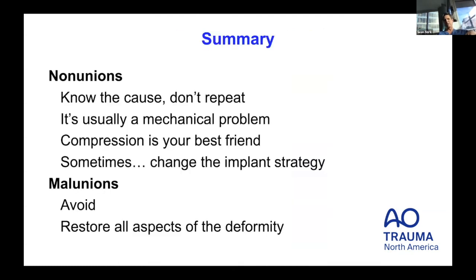So just in summary for this component, there are a lot of other complications with distal femur fractures that we can talk about in detail, but I just wanted to focus us on a few. Non-unions, really know the cause just so you don't repeat it. Come up with a new strategy based upon what you observe. It's usually a mechanical problem. Compression is your best friend. Sometimes you may need to change the overall implant strategy, especially in previously plated aseptic femoral nonunions that don't have a vigorous healing response. Malunions, get it right the first time whenever possible. If you do need to correct one, try and correct all aspects of the deformity, and we can talk about that in more detail as desired.